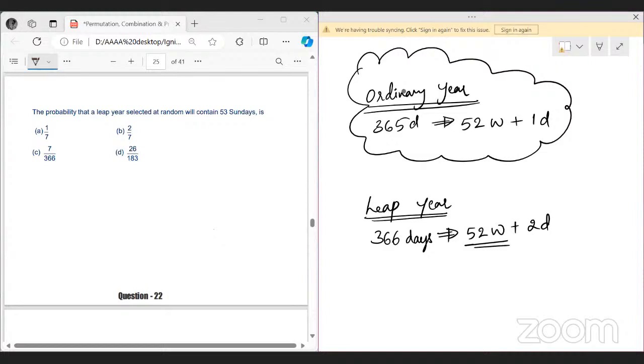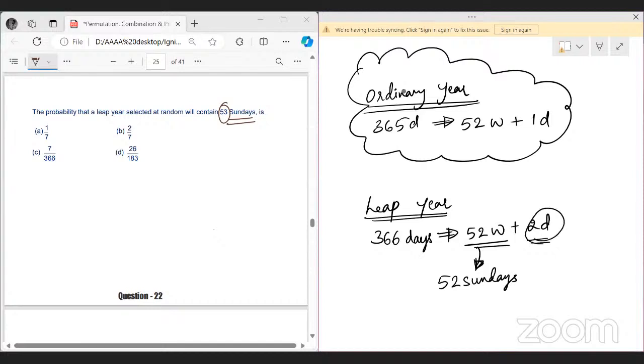Okay, chalo. In 1 week, how many Mondays will be there? 1. In 2 weeks? 2. So in 52 weeks, you have 52 Mondays. Likewise, how many Tuesdays will you have? 52. How many Sundays will be there? 52 Sundays, right? But my question is, what is the probability that it contains 53 Sundays? That means out of these 2 days, I want a Sunday.